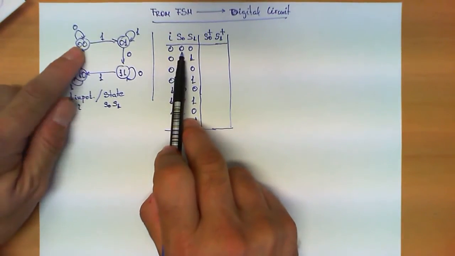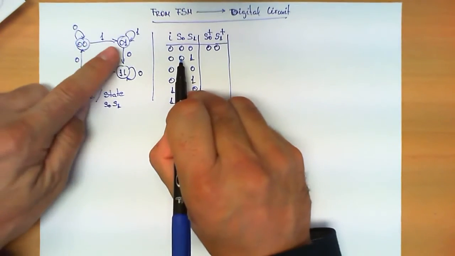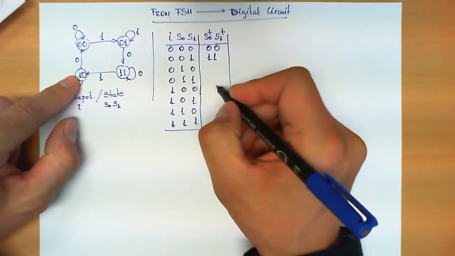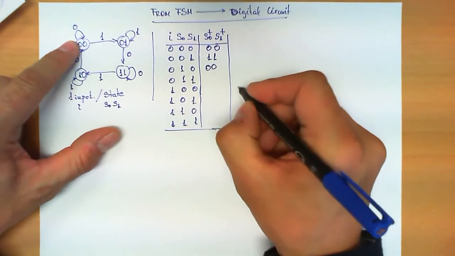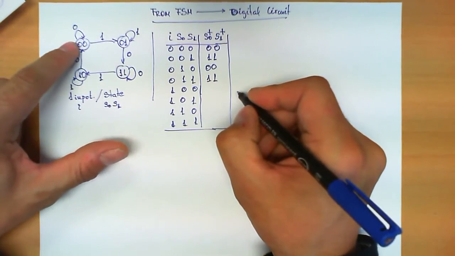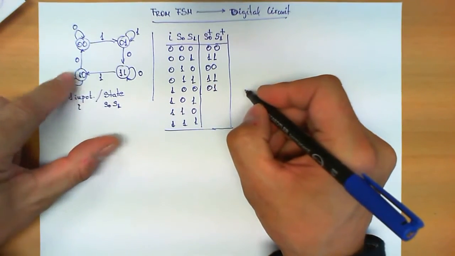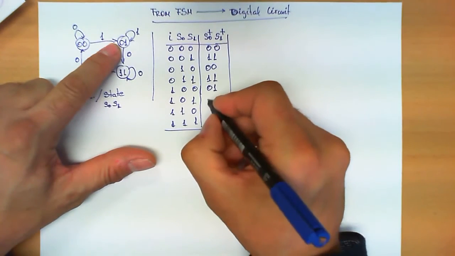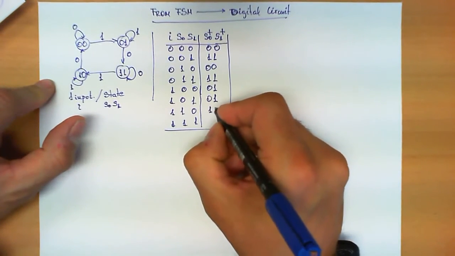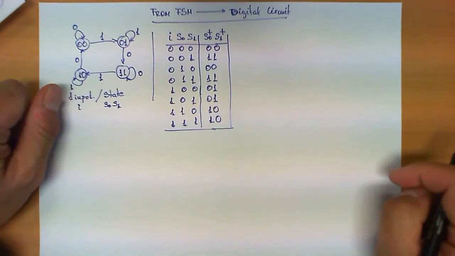We know that from state 0 0, when the input is 0, we make a transition to the same state. When we are in state 0 1 and the input is 0, we go to state 1 1. 1 0 with a 0 makes a transition to 0 0. 1 1 with a 0 remains in the same state. 0 0 with a 1 makes a transition to 0 1. 0 1 with a 1 remains in the same state. 1 0 with a 1 remains in the same state. And finally, 1 1 with a 1 makes a transition to 1 0.